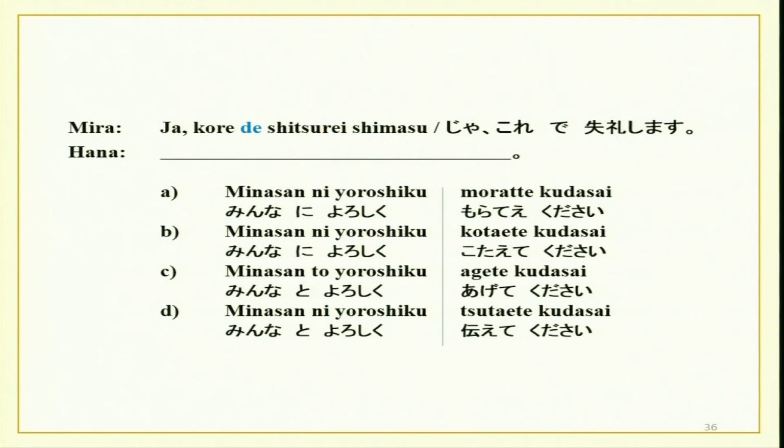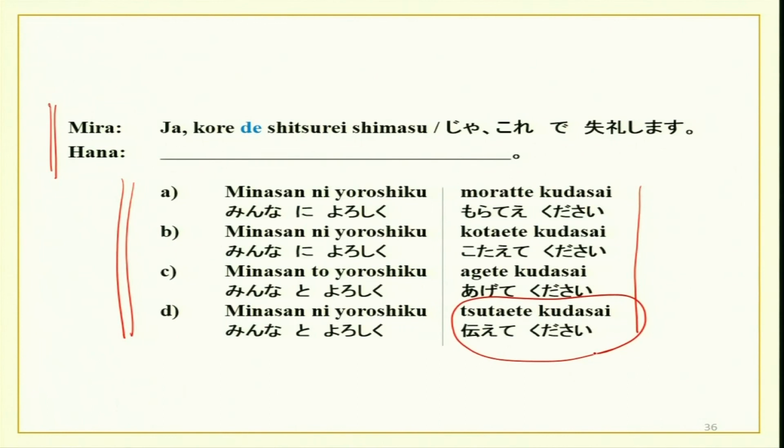Now in our last lesson, we did this expression shitsure shimasu. I have a small question for you. Now let us see what it is. So see, this is a small conversation, or you could say there was a meeting and Mira and Hana were there, and Mira is telling Hana, ja kore de shitsure shimasu, or she is telling everybody kore de shitsure shimasu. Now the meeting is over and she is leaving. So Hana, what should be her answer? What should she say? Jane mata, informal. But now Hana says minna ni yoroshiku, and then there are four options. So which is the correct answer?